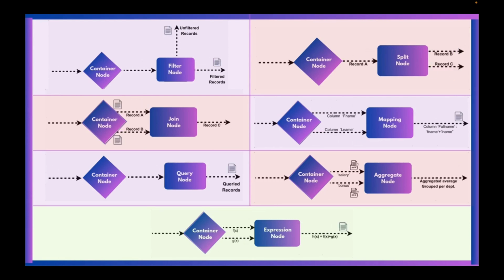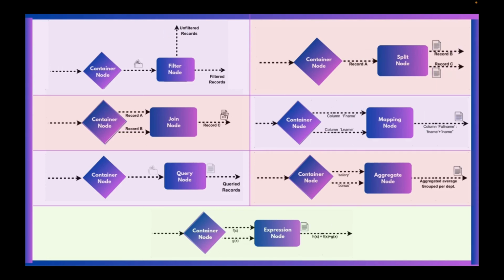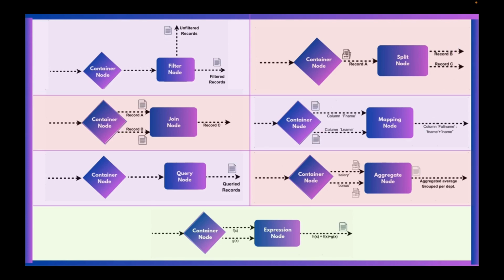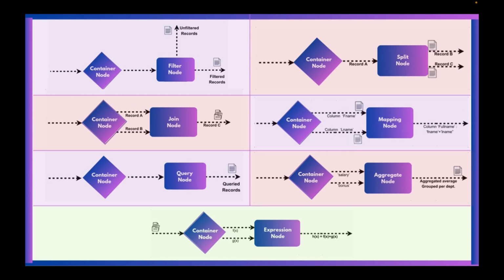Using query node, you can run a particular query to get the desired records. Aggregate node aggregates the records based on a column, which can then be grouped on the basis of other columns. Expression node is the most versatile node, where you can run any function over the dataset to get the desired result.